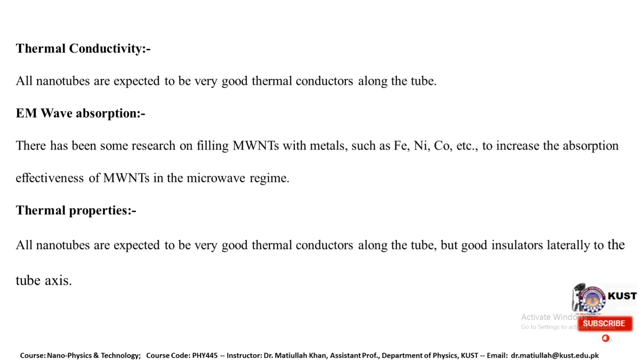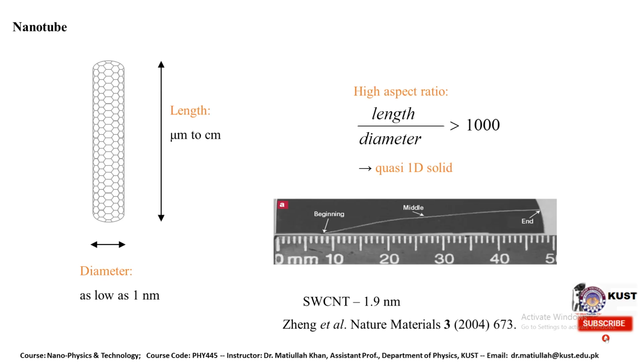Looking toward the thermal property of these unique structures, the nanotubes are expected to be very good thermal conductors along the tube, but good insulators laterally to the tube axis. So it has a very interesting property, because along some axis, or in some places, it is a good conductor, but along other axes or places it acts like an insulator.